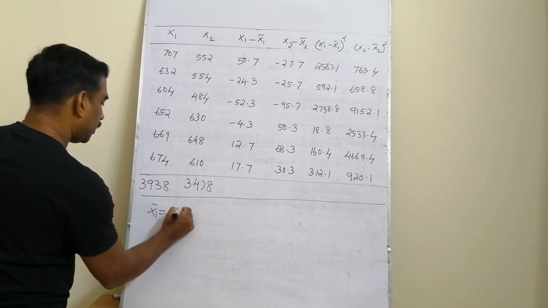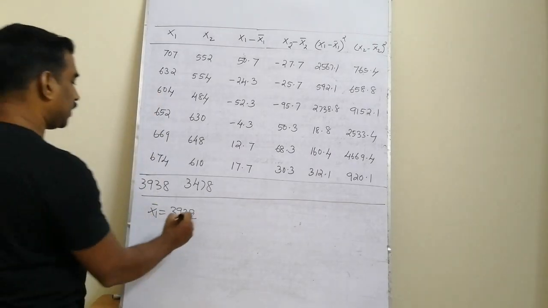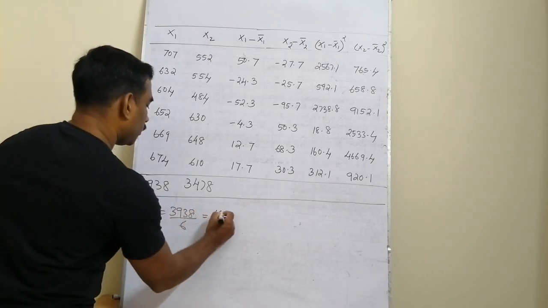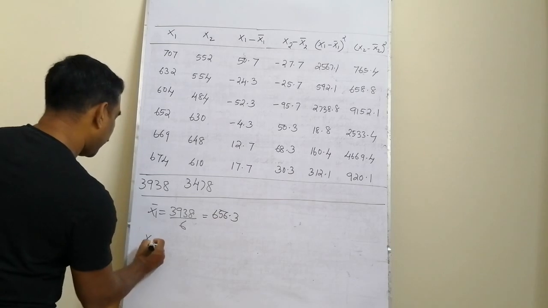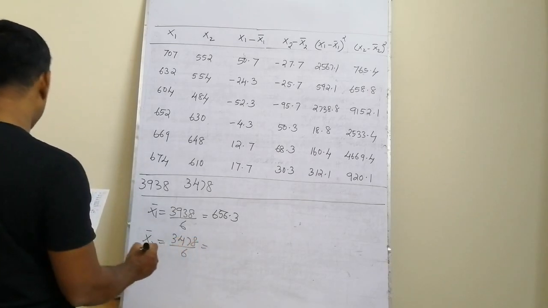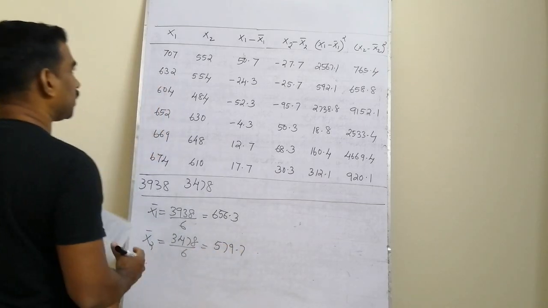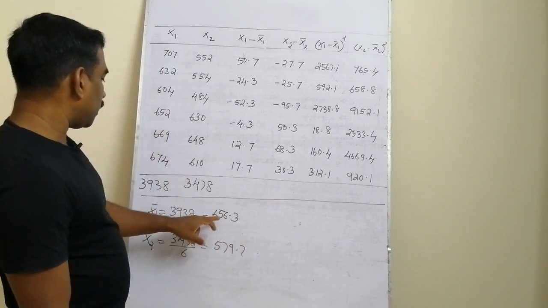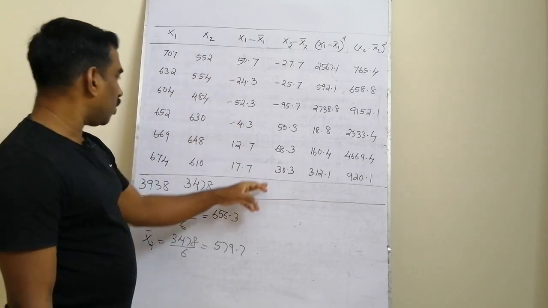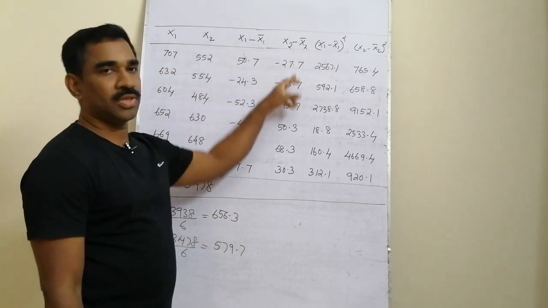From this we can find x1 bar. x1 bar is equal to 3938 divided by the total number of observations. We have 6 data, so dividing by 6 we get the first sample mean as 656.3, and similarly x2 bar is equal to 3478 divided by 6, the value is 579.7. So in the third column, we are subtracting 656.3 from the first column. That is the deviation column. And in the fourth column, subtracting 579.7 from the second column. That is the other deviation column.